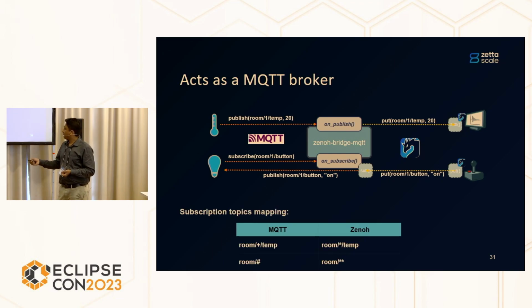And this is how the resources are mapped from MQTT to Zenoh. It looks quite straightforward, how the resources are defined in MQTT and Zenoh, except for the wildcards, they are implemented a bit differently, but you can see it's pretty straightforward.